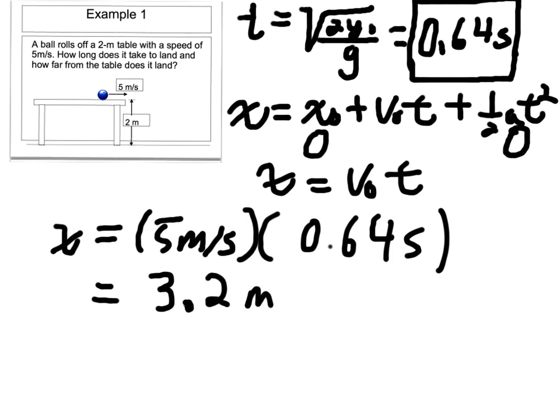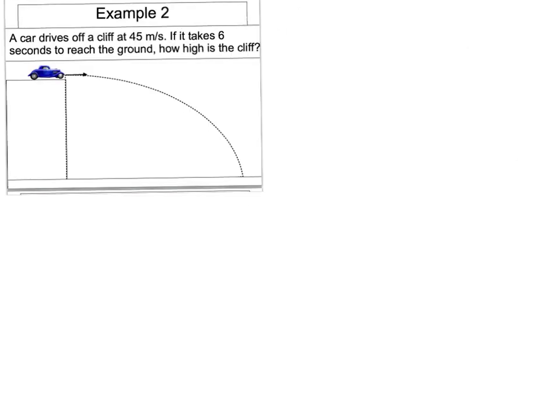So I found the time it takes to hit the ground, and I found out, given its initial velocity, how far it is from the table. Alright, moving on to the next example. Alright, here's our next example.